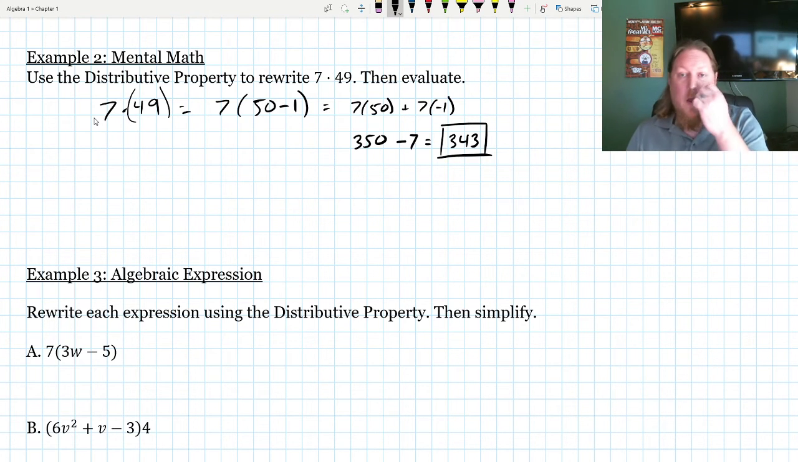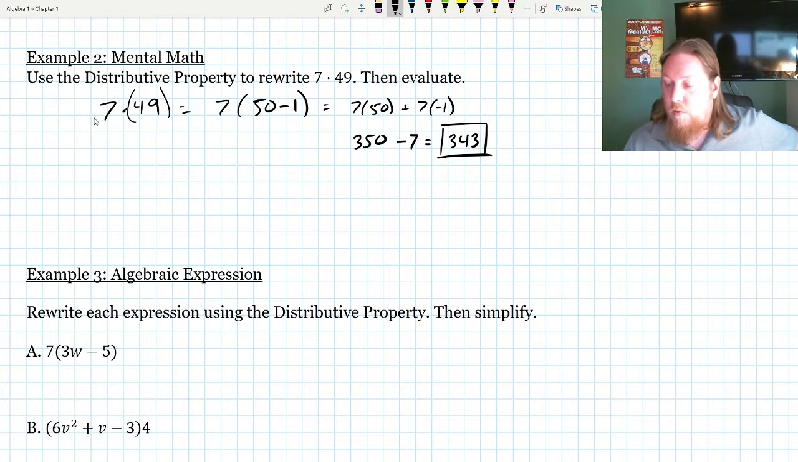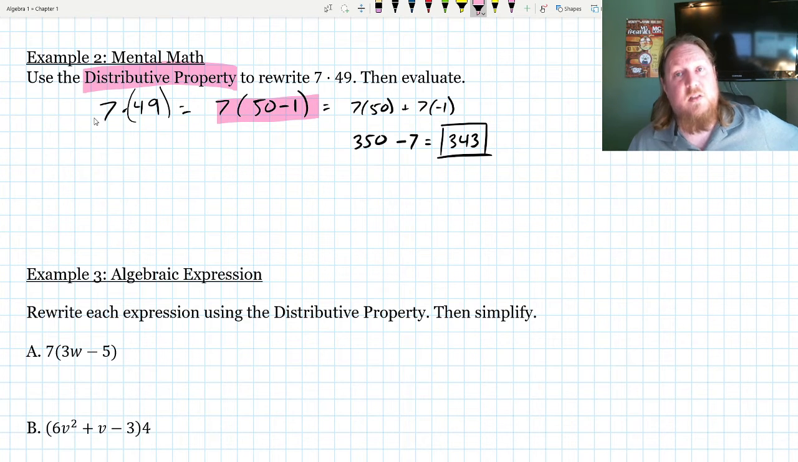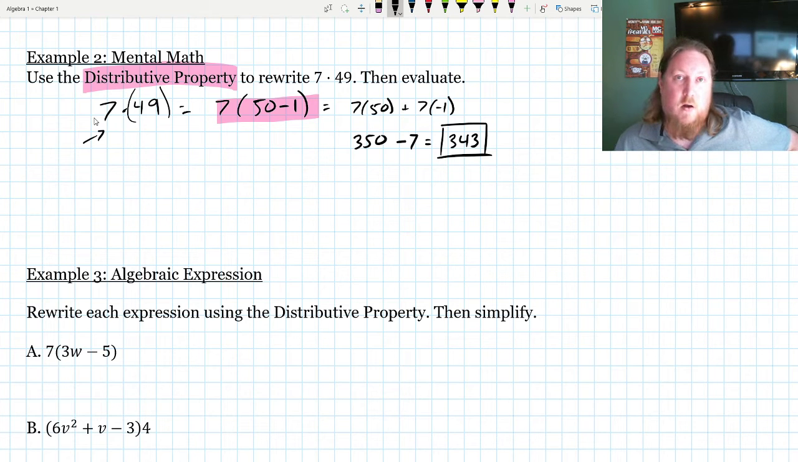There's my answer. Now, it's very important to know when they ask you to do the distributive property, you turn it into a problem with the distributive property. I believe every single one of you could plug that into a calculator and it would not take you very long. But that's not what I'm trying to get you to practice. I'm trying to get you to practice the distributive property. So make sure you use it.